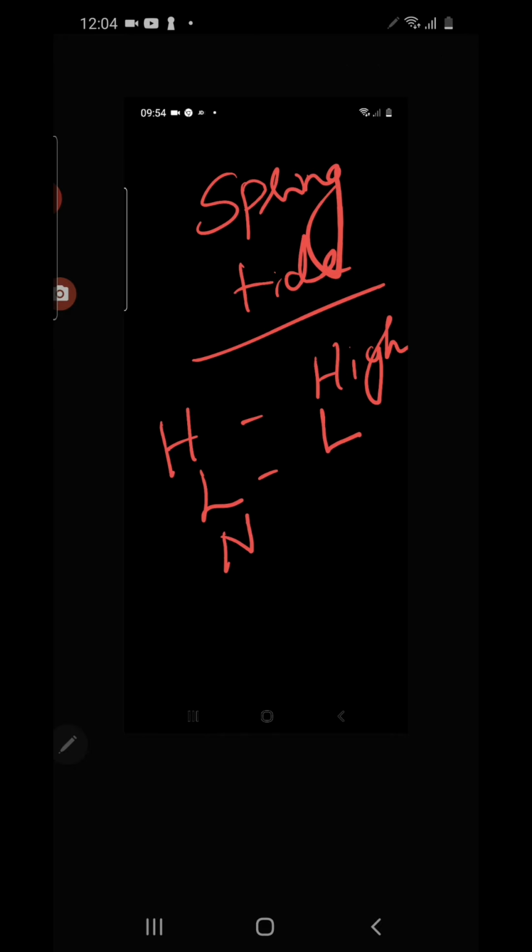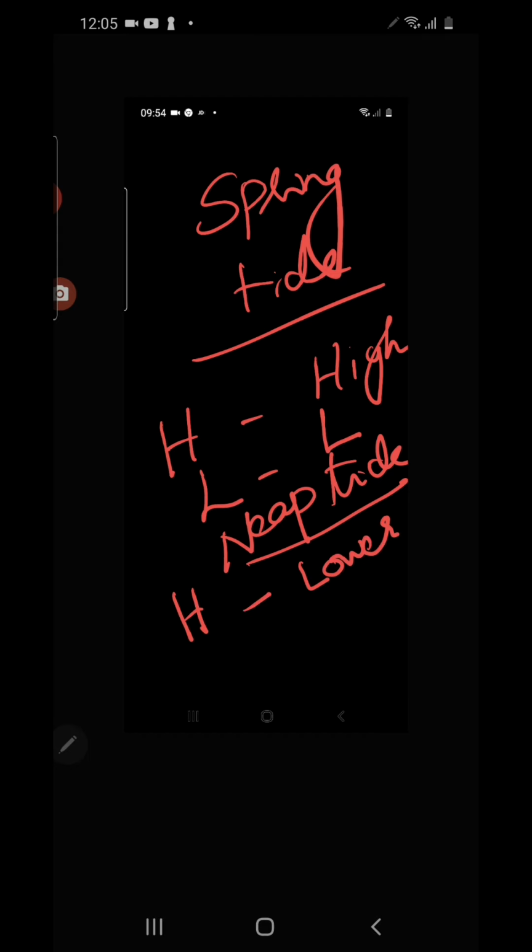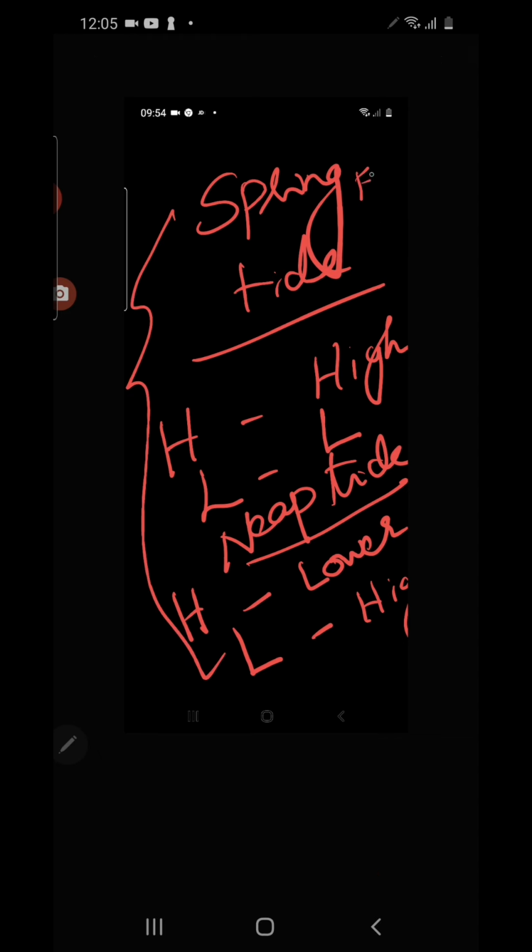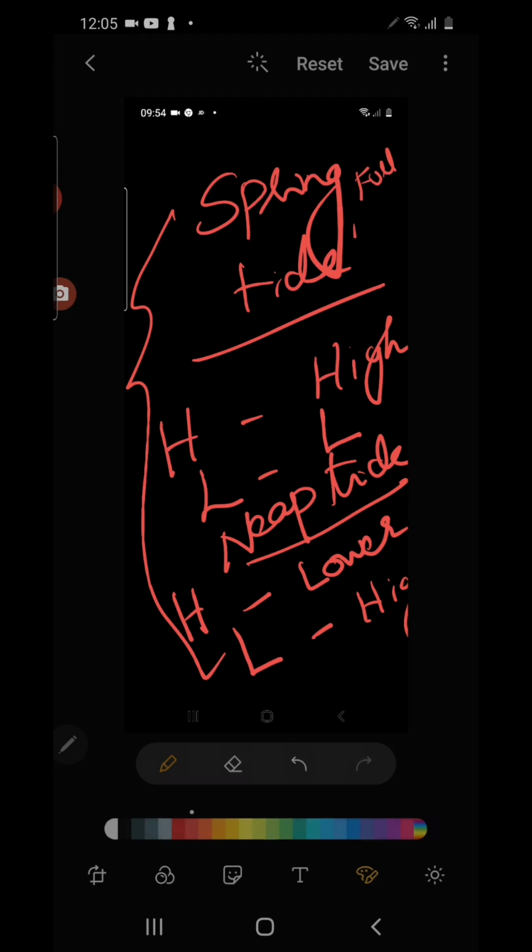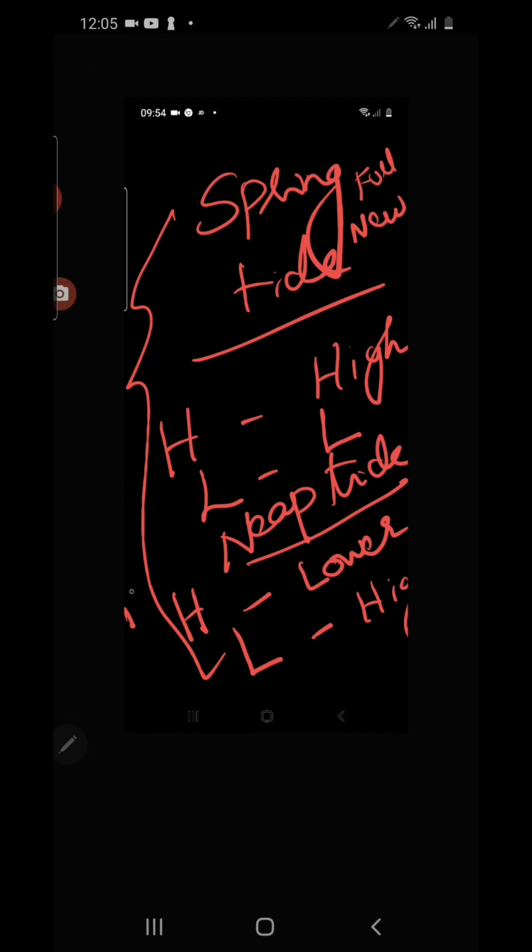Then on neap tide, what is this? Neap tide means high tide is lower and low tide is higher, just the opposite. So now you understood, it is easy to remember. Now spring tide occurs on full moon day and new moon day, and neap tide occurs when the moon is in the first quarter and second quarter.